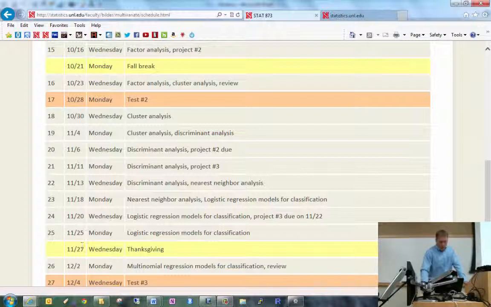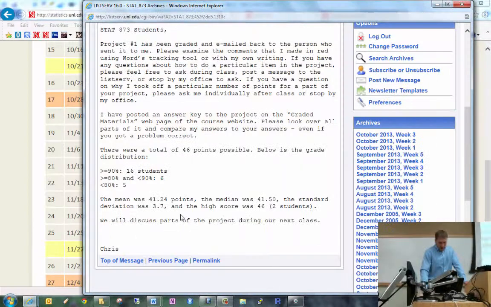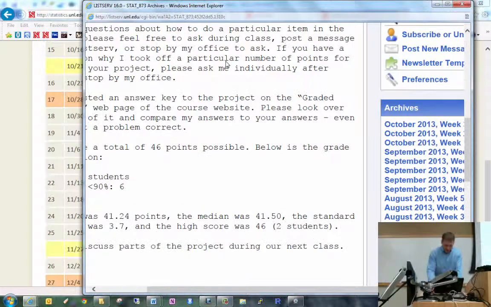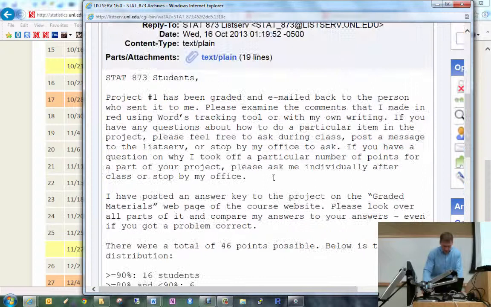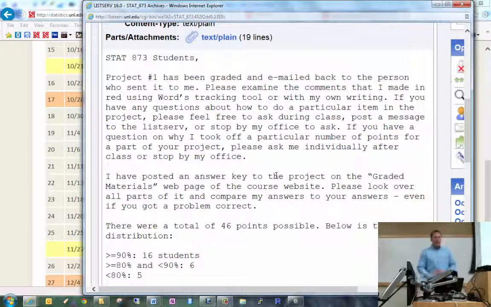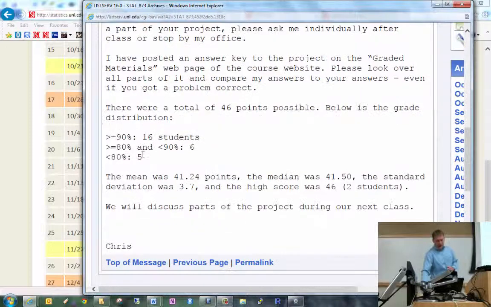Okay, so project number 1, let me bring up the listserv posts. Overall, the grades were good. I do appreciate most of you taking the time to nicely organize your projects, because that did make it easier for me to grade, despite it taking 8 hours. But I am concerned with some of the students that were, let's say, less than 80% on the actual project itself. And here's the reason why I am concerned.